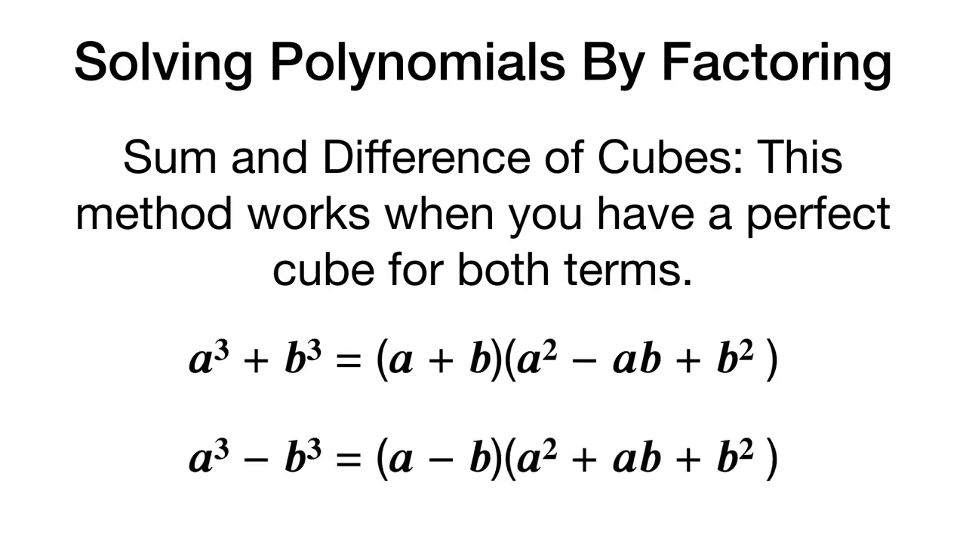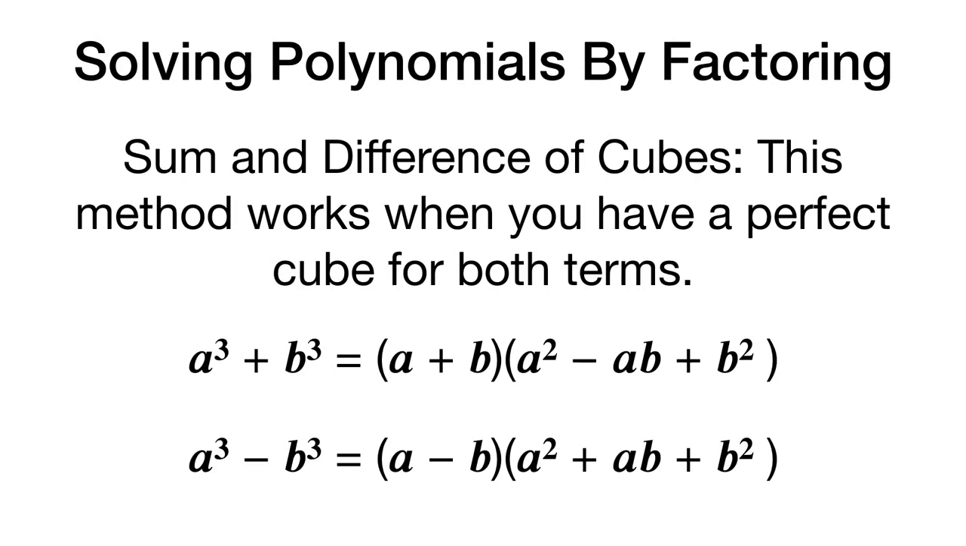Now, if we have the difference of cubes, that means a cubed minus b cubed. So something like x cubed minus 27. And the big thing to note here is the differences. If we have sum of cubes, we end up saying a plus b times a squared minus ab. Whereas on difference, it's a minus b, and then we say a squared plus ab. So let's try a couple of these to get an idea.